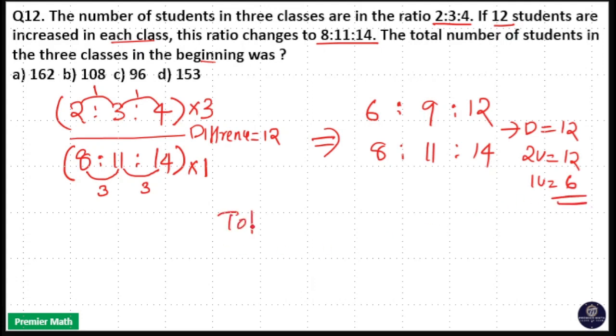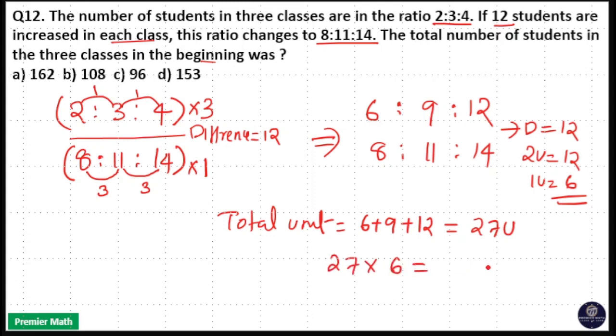That means total unit here is 6 plus 9 plus 12 is equal to 27 unit. So, 27 into 6 is 7 into 6, 42, 4 carry over. 6 into 2, 12 plus 4, 16. So 162. Option A is your answer.